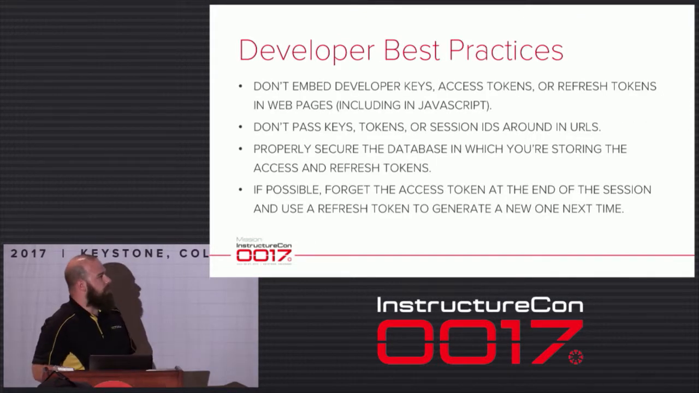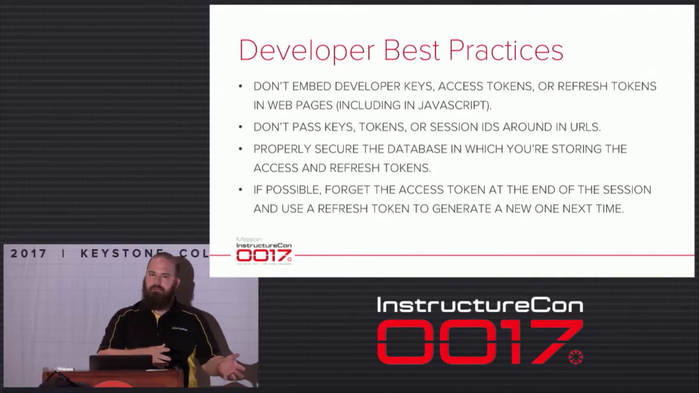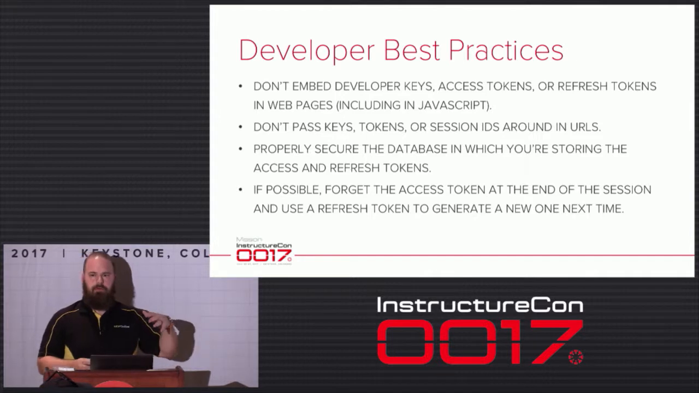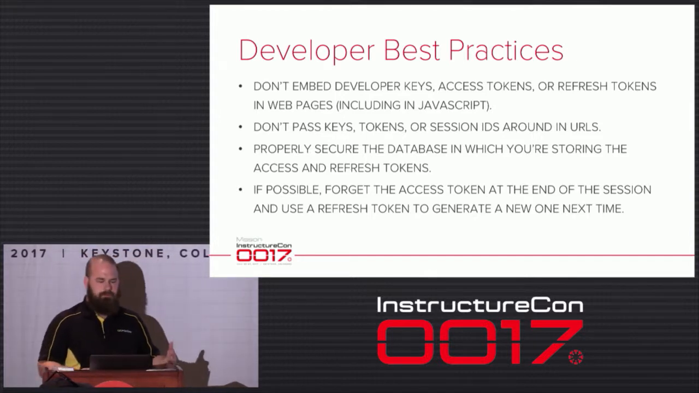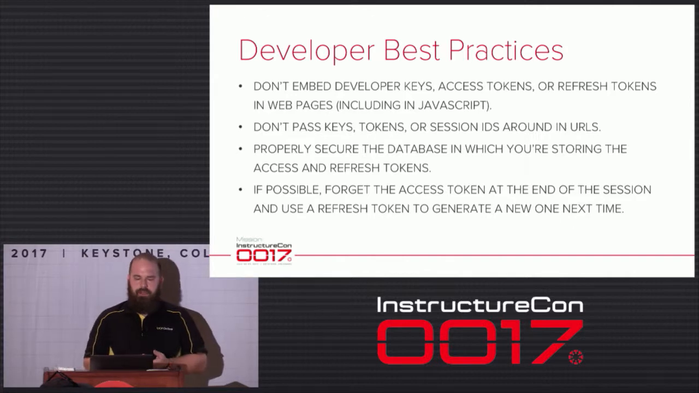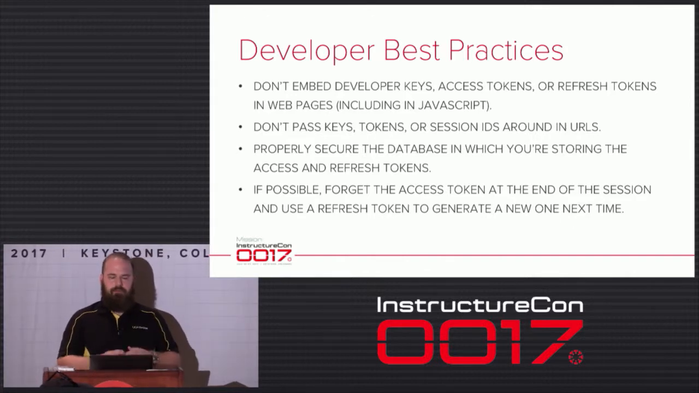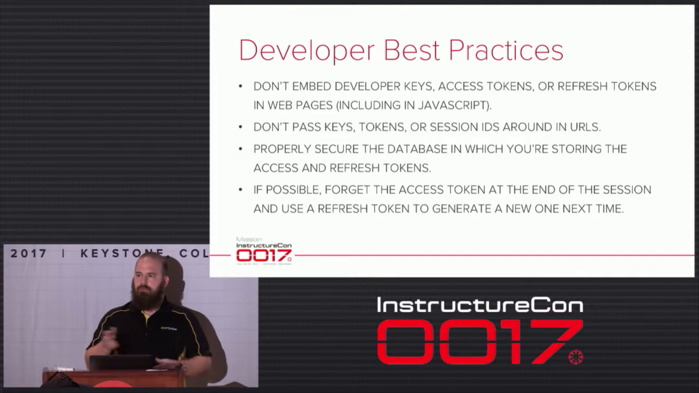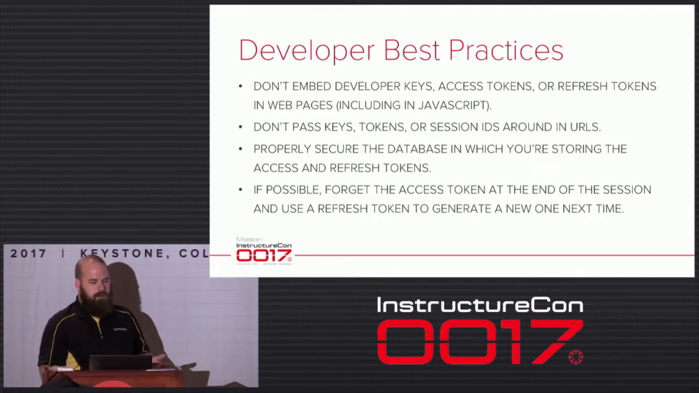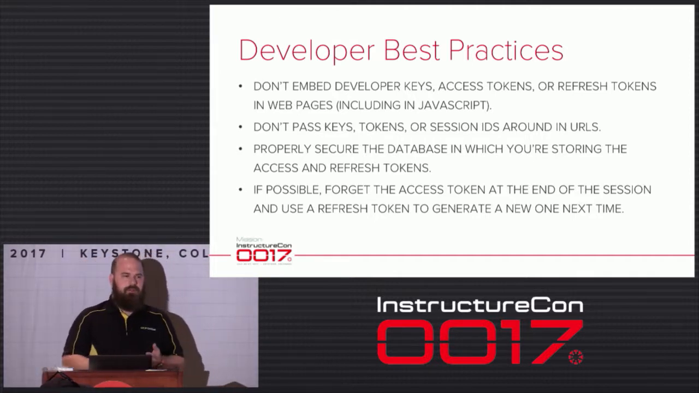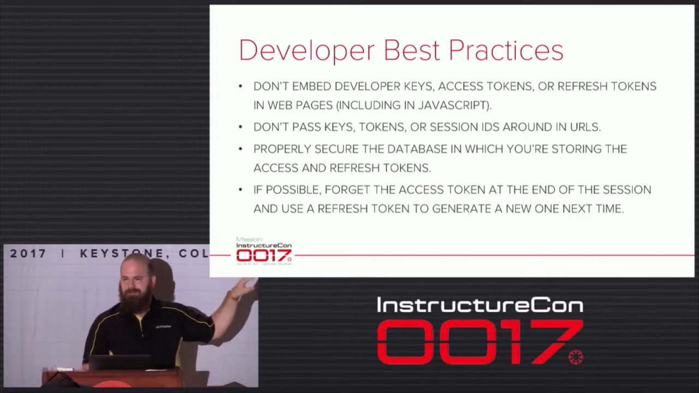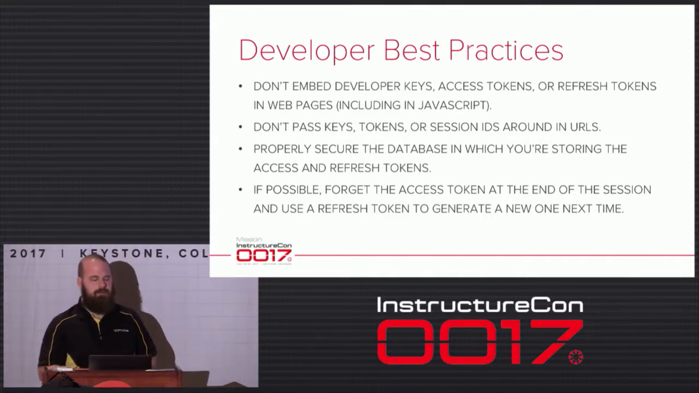So I felt the need to put in some developer best practices. So this is from the app developer's point of view, some things that you can do to make your application more secure. Don't embed any developer keys, access tokens, refresh tokens, anything like that. Don't embed it in a web page. Don't put it in JavaScript. That's all user-facing, and anybody can just view source and see that code. Don't pass any keys, tokens, session IDs, or anything around in URLs. And if this seems familiar, you've probably already read the documentation, because I adapted this from Canvas's own documentation.